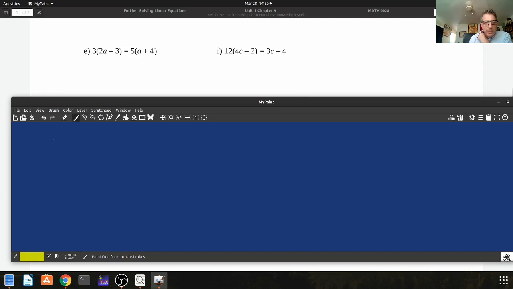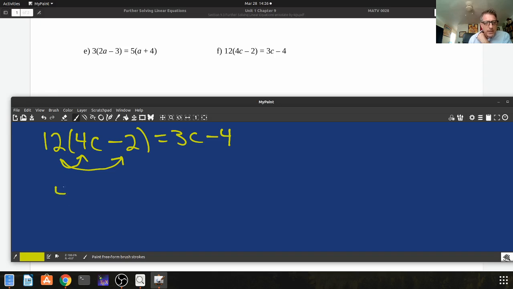Now let's do number F. I've been given 12 times 4c minus 2 is equal to 3c minus 4. In this case, distribution on this side. You see the distributive property is used an awful lot here. So 12 times 4c is 48c. 12 times minus 2 is minus 24. This is just 3c minus 4.